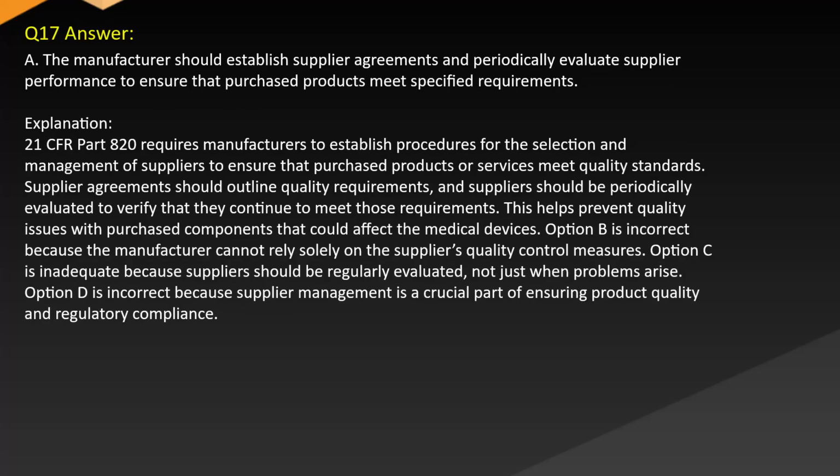Answer A. The manufacturer should establish supplier agreements and periodically evaluate supplier performance to ensure that purchased products meet specified requirements. Explanation: 21 CFR Part 820 requires manufacturers to establish procedures for the selection and management of suppliers to ensure that purchased products or services meet quality standards.